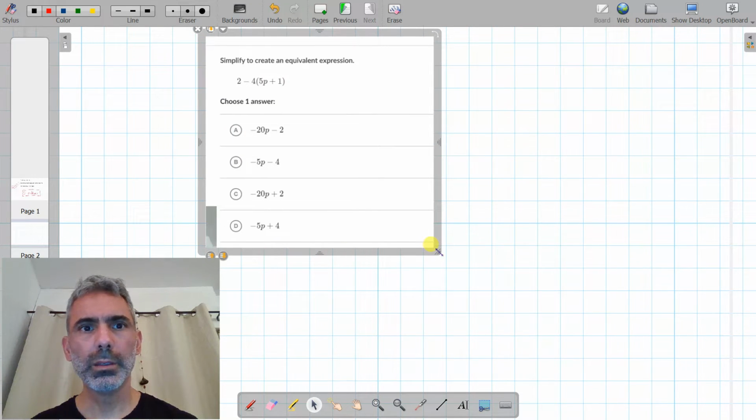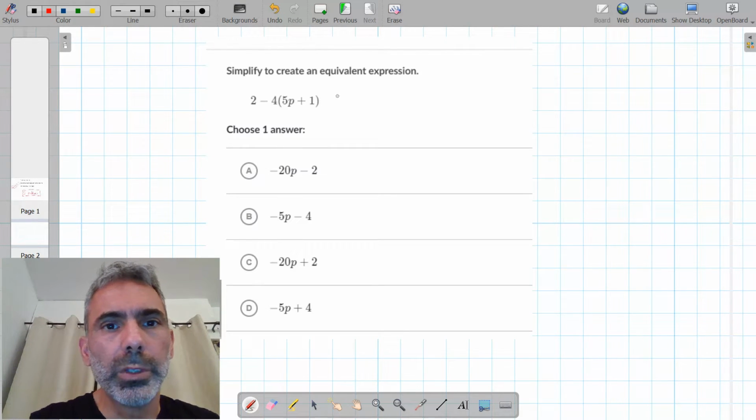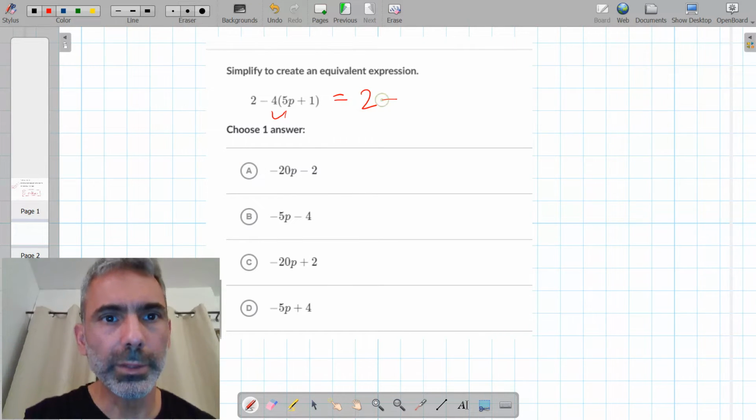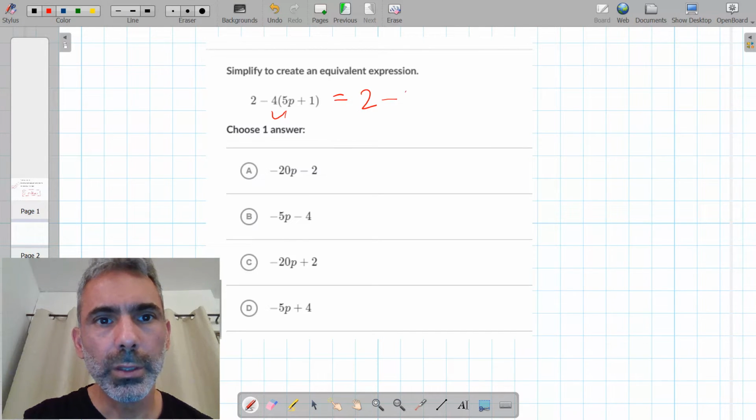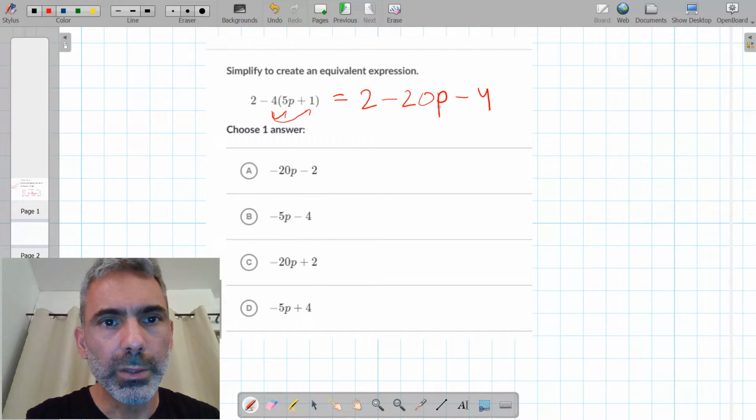Simplify to create an equivalent expression. Okay, so let's apply the distributive property in this expression: 2 minus 4 times 5p plus 1. So I apply the distributive property by multiplying 4 times 5p. Sorry, it's 2 minus, so it's minus 4 times 5p, which is minus 20p. And minus 4 times 1 is minus 4.